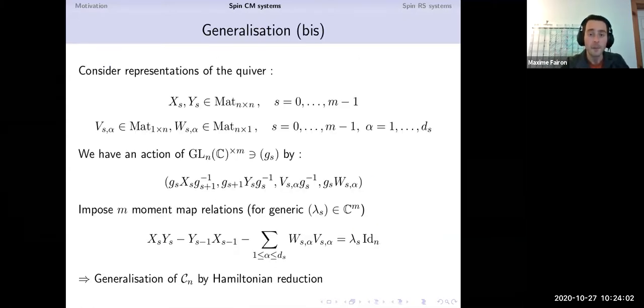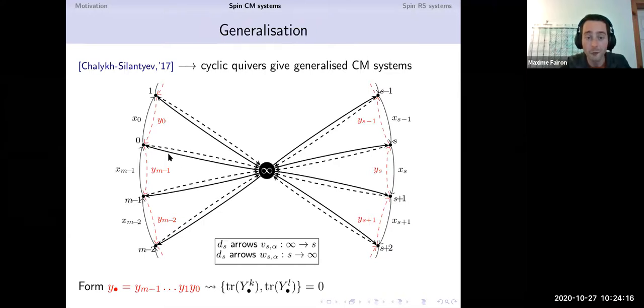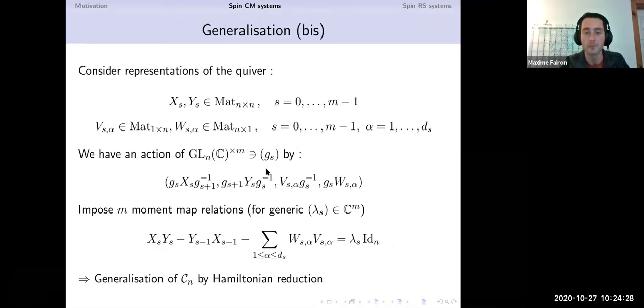Okay, I may not have much time, but here is a slide with explicitly, for example, the GLn C times m action. So you have a copy of GLn acting at each vertex in some way. The idea is that going from this quiver to representation spaces, basically what we do is attach C^n at all the vertices on the cyclic quiver. And again, we just attach C at infinity.